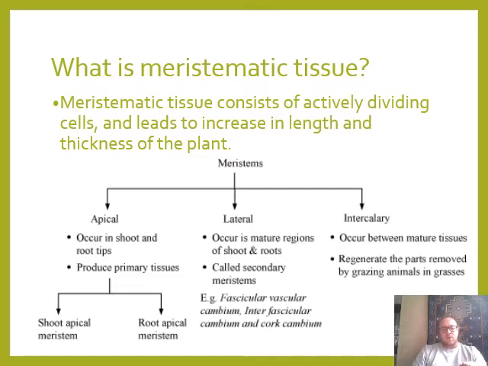Then you have lateral meristem. It occurs in mature regions of shoots and roots, called secondary meristems, and that causes the plant to go sideways, or outwards. Intercalary occurs between mature tissues, and this is to regenerate the parts removed by grazing animals in grasses. So it can grow certain parts really quickly, and you can note the difference between the different meristems when something has been damaged and it regrows.